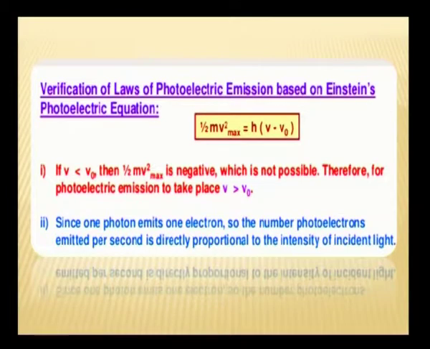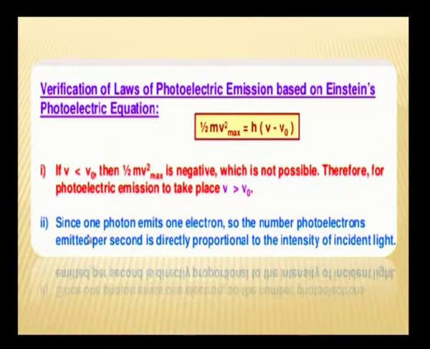Secondly, if more photons are coming, then more electrons will come out. If you have more photons, there will be more electrons. Therefore, the photoelectric current is directly proportional to the number of photons, provided the energy of the photons is greater than the critical frequency. Therefore, if nu is less than nu naught, then half m v max square is negative, which is not possible. So for photoelectric emission to take place, nu should be greater than nu naught, where nu naught is the critical frequency.